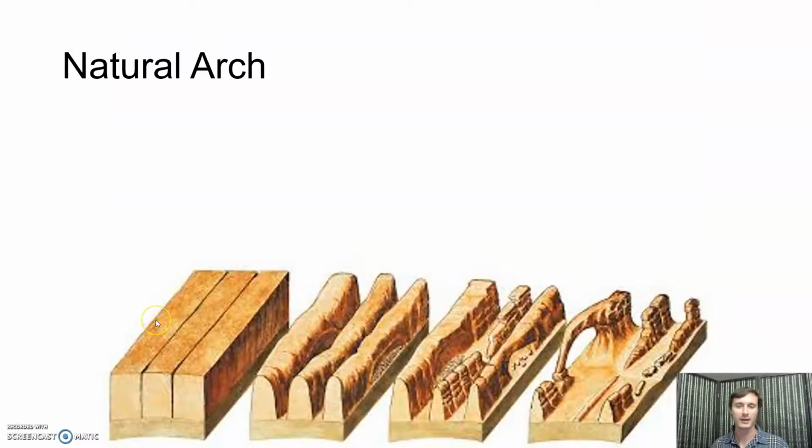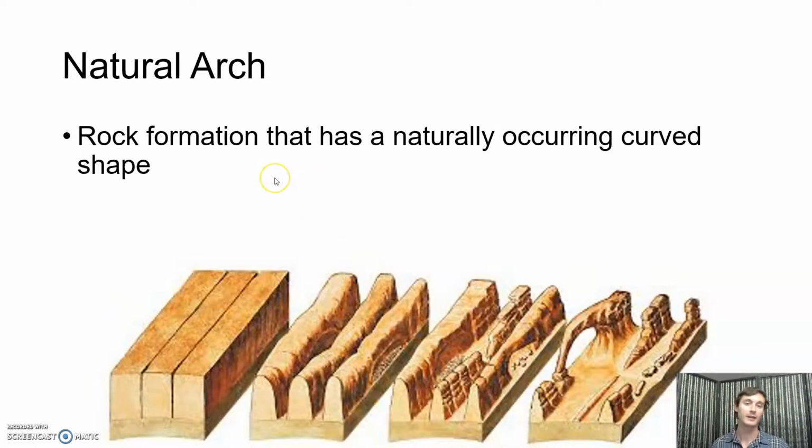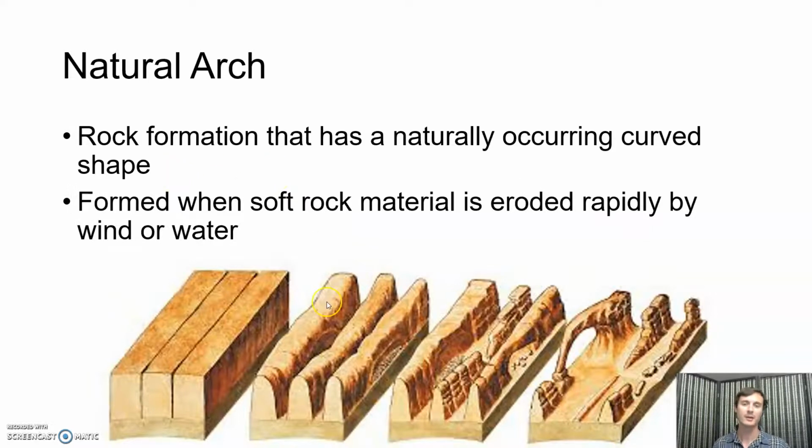And the diagram here kind of takes you through the different stages, right? You have parts that are more resistant to weathering, parts that are less resistant. Over time, the parts that are more resistant tend to stay behind, even if they make kind of this weird arch shape. They're strong enough to support themselves, and the rest tends to weather out, right? So we have a naturally occurring curved shape, which tends to form whenever you have this softer rock material being eroded by either wind or water to make the natural arch.